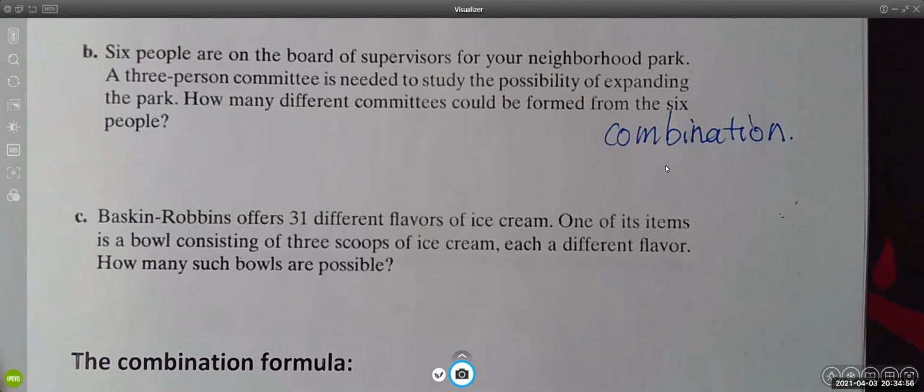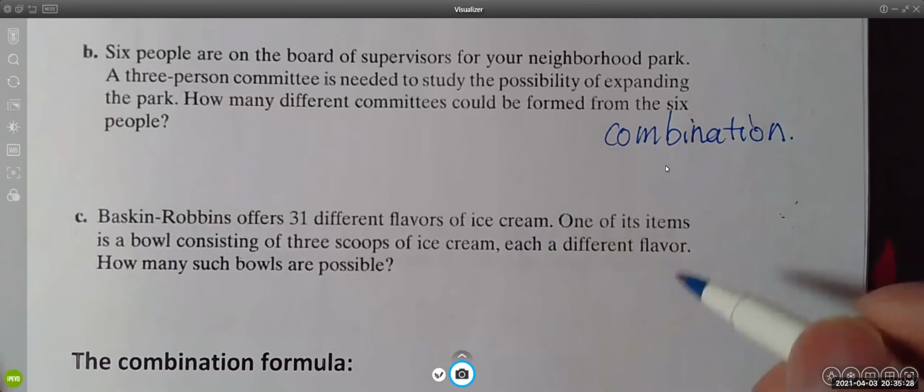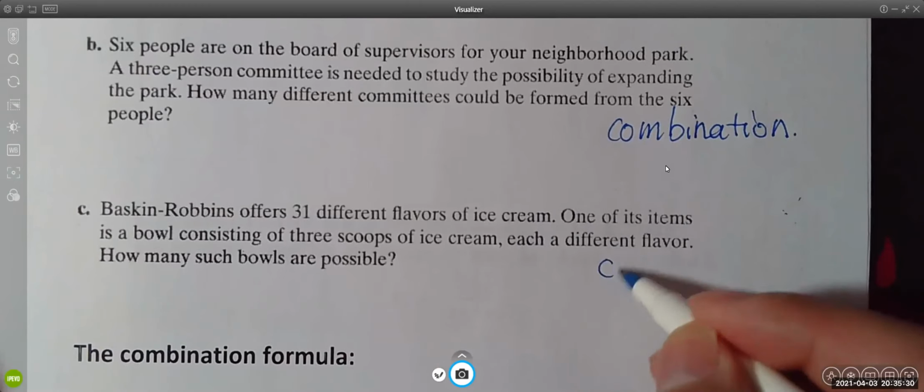I believe most people would say the order in which these 3 flavors are put in the bowl makes no difference. For example, if I want 3 flavors such as banana, strawberry, and let's say chocolate, just for the sake of example, I don't really care in what order these 3 flavors are put in the bowl. As long as I get the same 3 flavors, I'm fine, right? So order makes no difference. That's what I meant. So this is a combination problem.